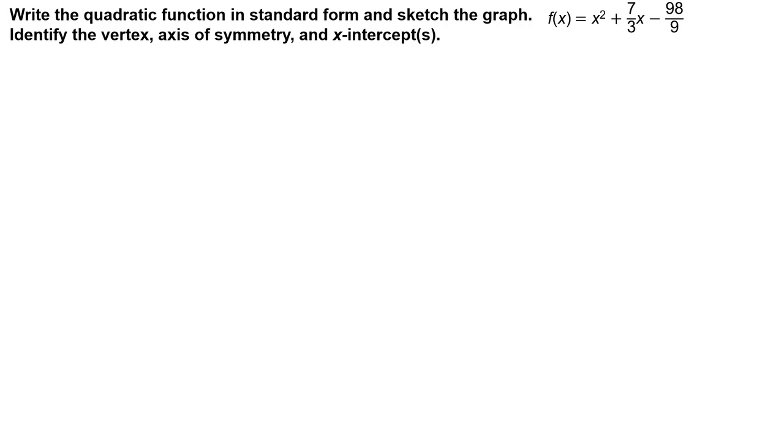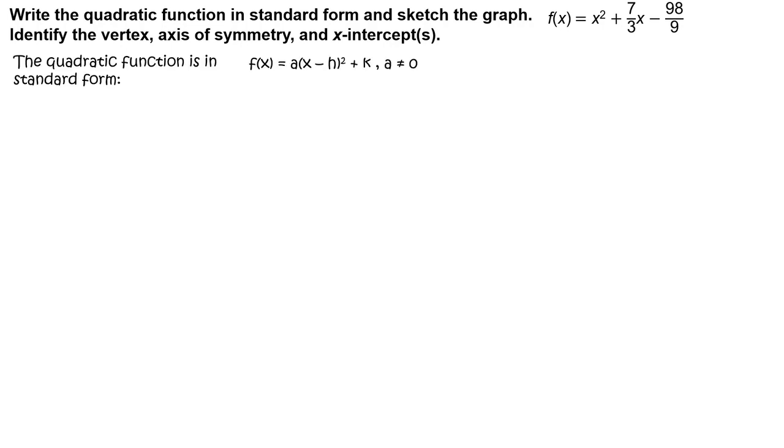Write the quadratic function in standard form and sketch the graph. Identify the vertex, axis of symmetry, and x-intercepts or intercepts. The quadratic function is f of x equals x squared plus 7/3 x minus 98/9.